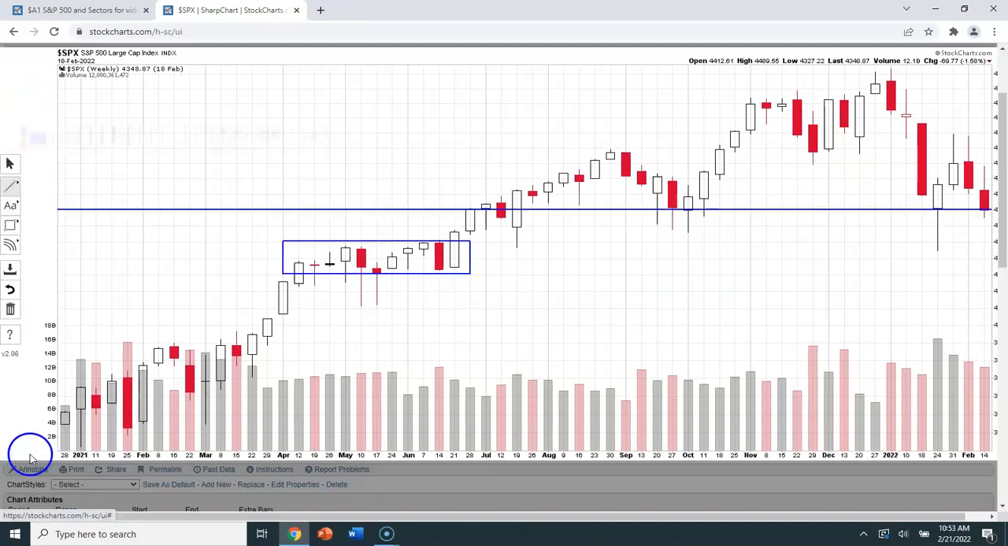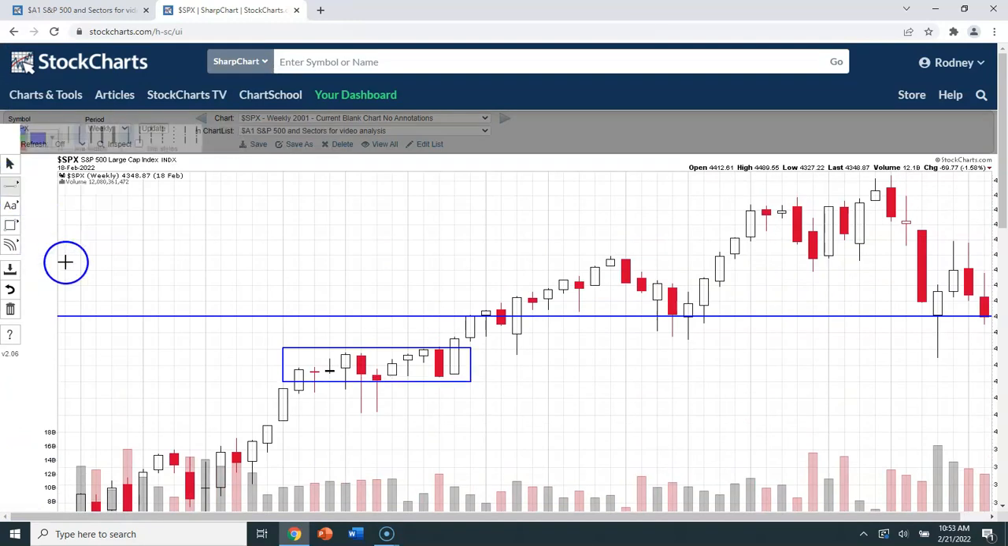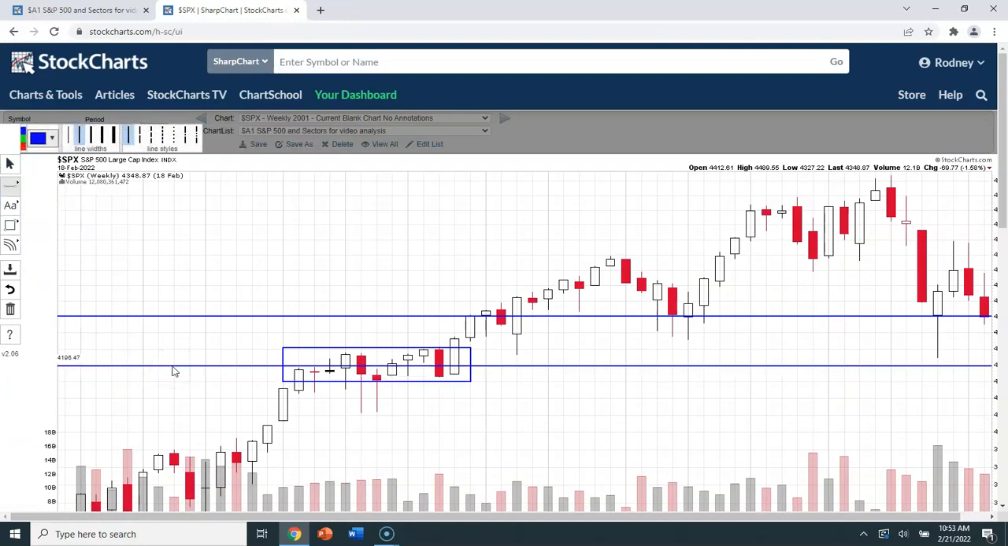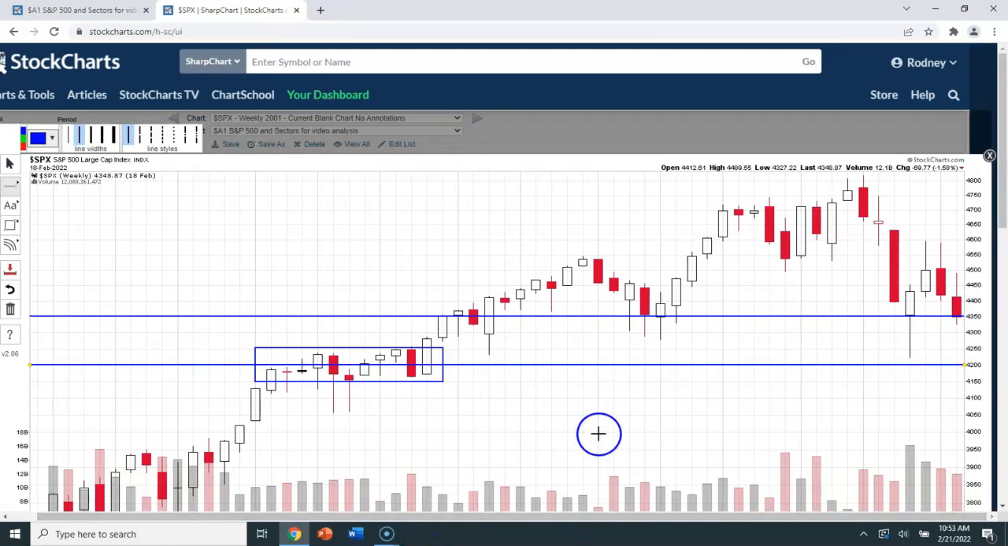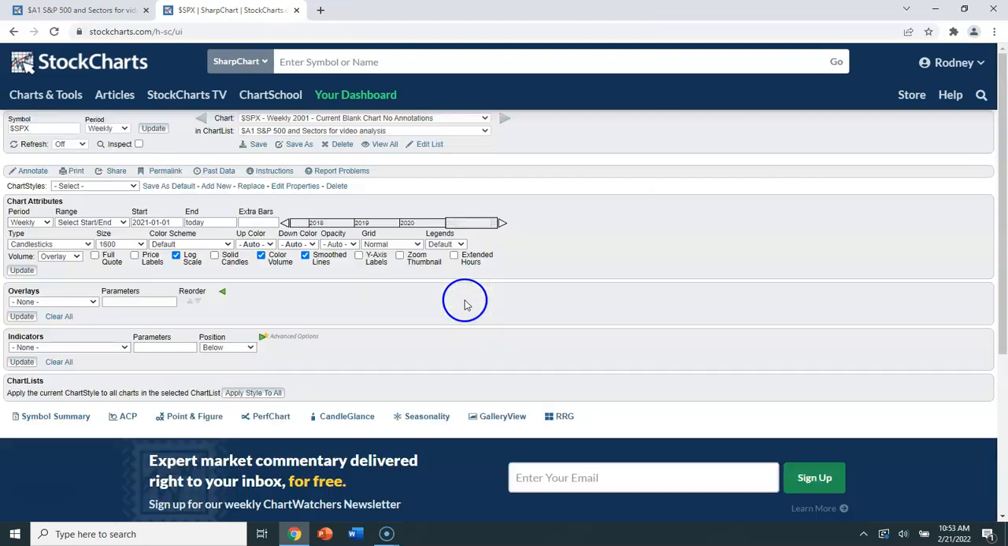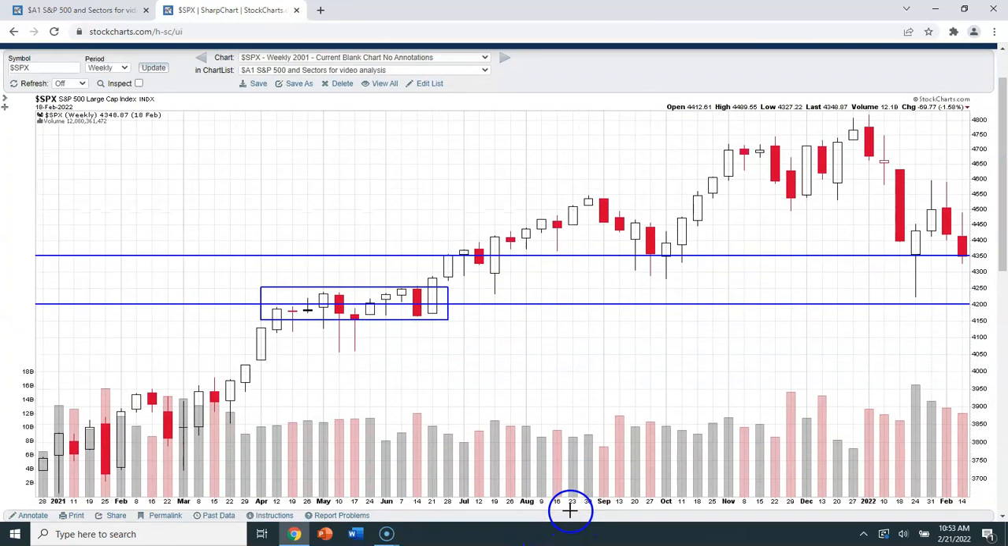All right, so let me pull up this annotation tool again. We're going to get this horizontal line, and I'm going to draw a line right in here, and what I think we're going to see is that's right at that 4,200 level, plus or minus. All right, so if this 4,350 level does not hold, then the next possible area of support is right around this 4,200 level, plus or minus, say, 50 points, right? So maybe 4,150 to 4,250. There's a thick area right there. So it would make some sense that that would be the next downside area.